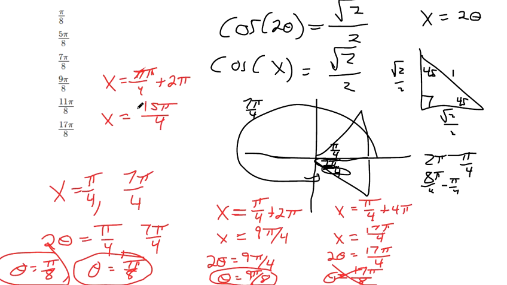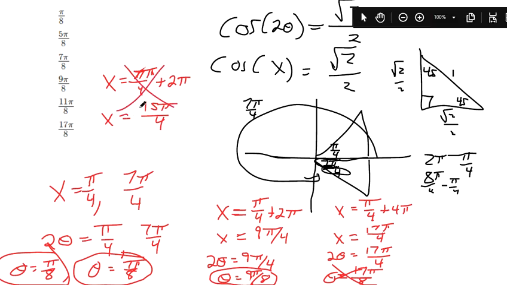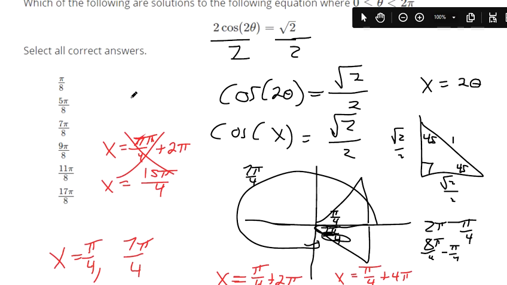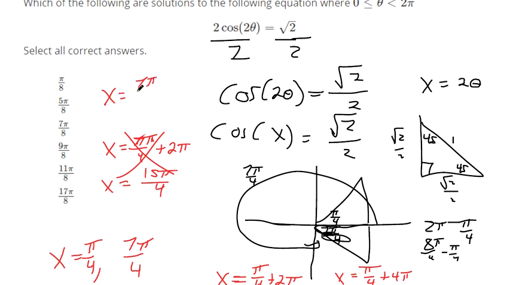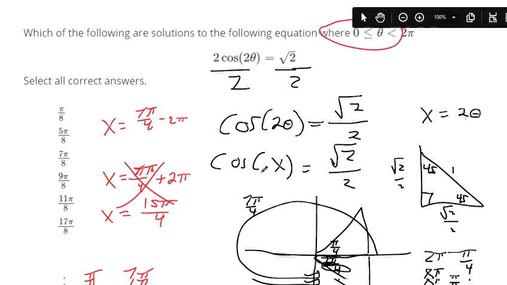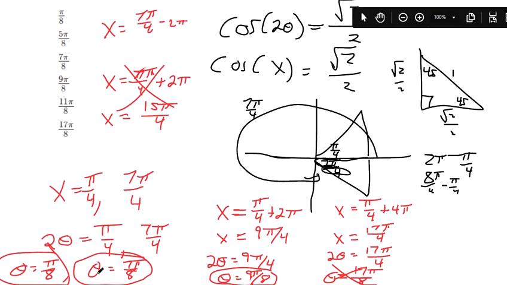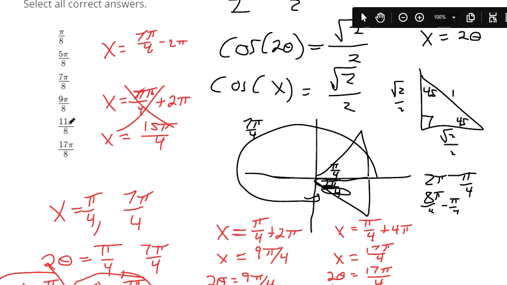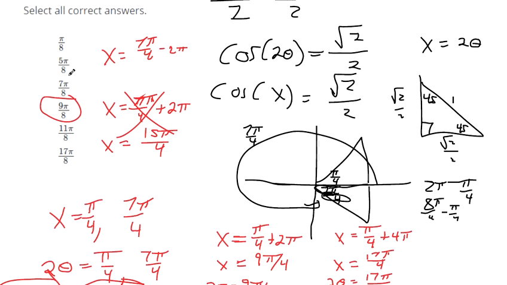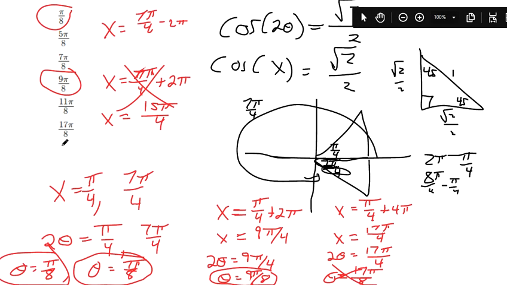No, that's definitely bigger than 2 pi. So that's not a potential solution. Maybe if we try to back up, if you try to do 7 pi over 4 subtracted by 2 pi, it's going to give you negative pi over 4. And we can't have any negative numbers. So we found 3, okay? This one, and this one, 9 pi over 8. So this one, pi over 8, and 7 pi over 8.